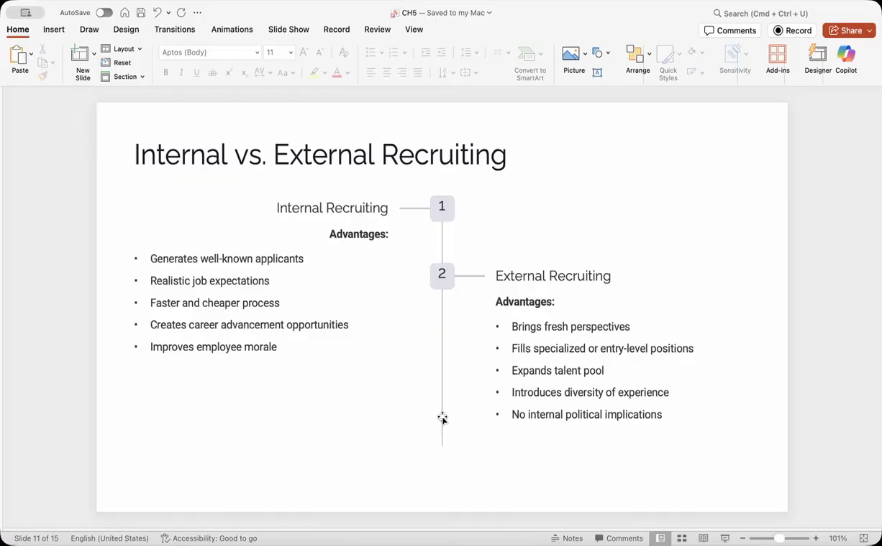Again, you might not hire these people. You're recruiting. Recruiting doesn't mean hiring. Recruiting is all about going out and finding people. It introduces diversity of experience, and then there are no internal political implications. In other words, that person didn't get that job because they knew somebody. Okay.